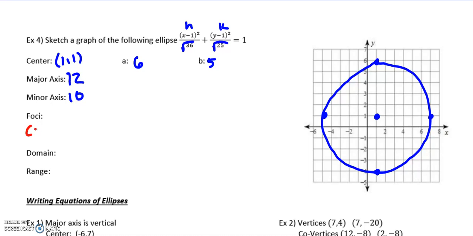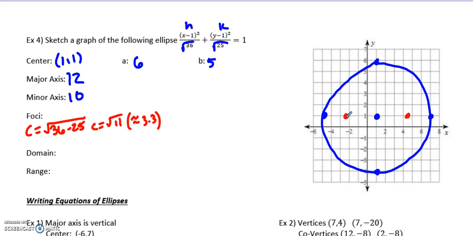So I still find this c value the same. Square root of, this time it's going to be 36 minus 25. So c is the square root of 11. Check out what that is approximately. It's about 3.3. So that's approximately 3.3. That helps me to go ahead and graph these. I'm moving 3.3 away. So 1, 2, 3 and a little. 1, 2, 3 and a little.